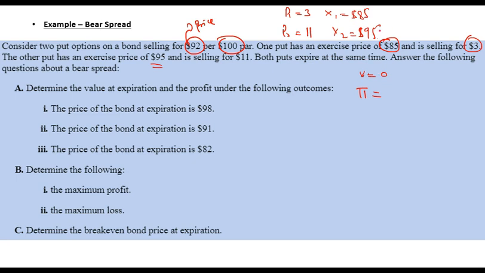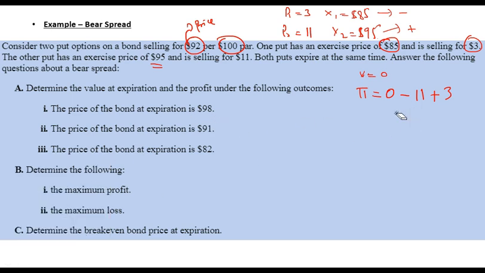$8. Why $8? Because you bought the option with higher strike price and you sold the option with lower strike price. So your profit, 0 value minus the put option which you have bought, which is 11, plus the put option which you have sold, which is 3. So minus 11 plus 3 is $8 loss.